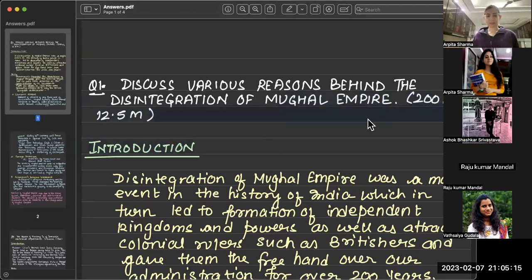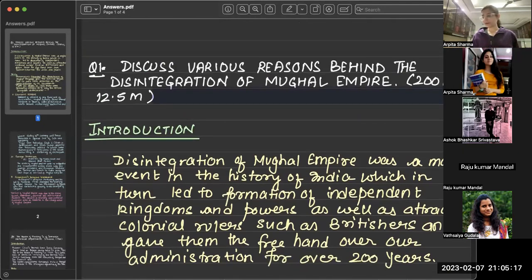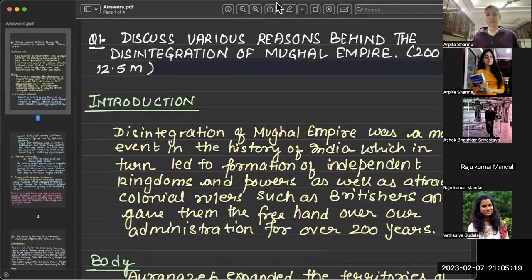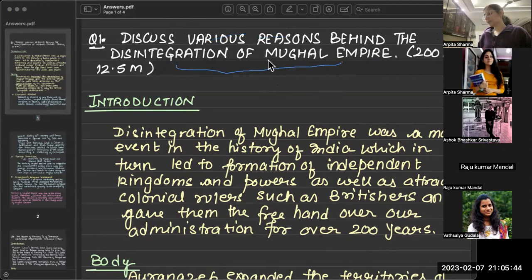All right. So let us start. First question, if you see over here, discuss the various reasons behind the disintegration of the Mughal Empire. Okay, this is the first question. So here the question is saying discuss various reasons behind disintegration of the Mughal Empire.